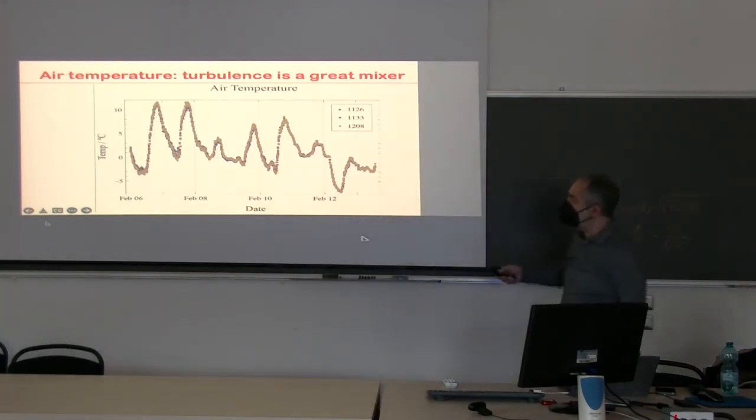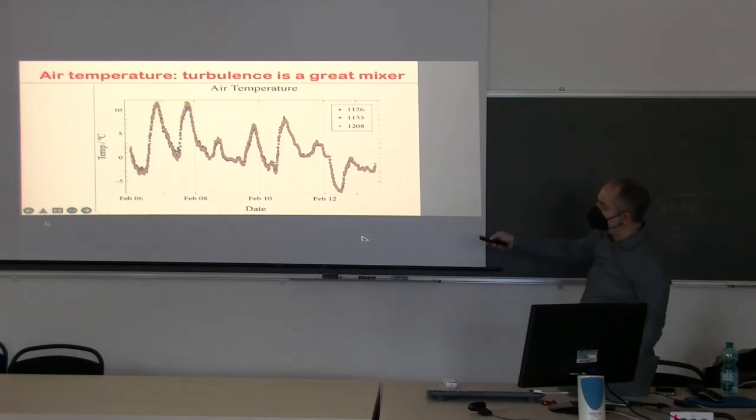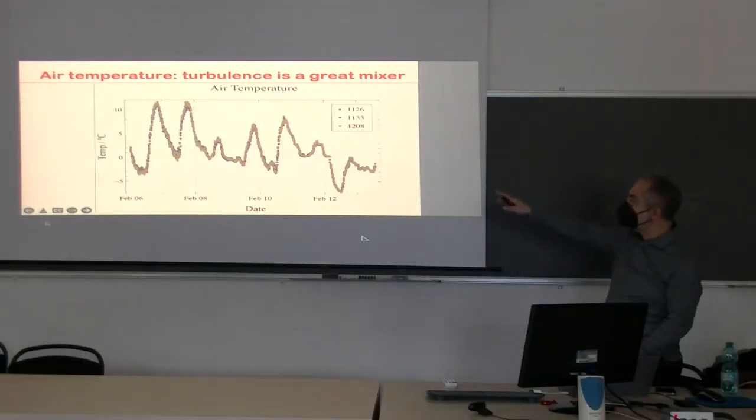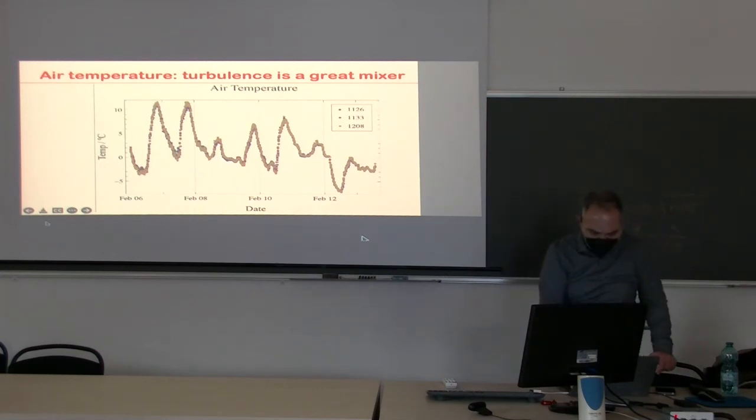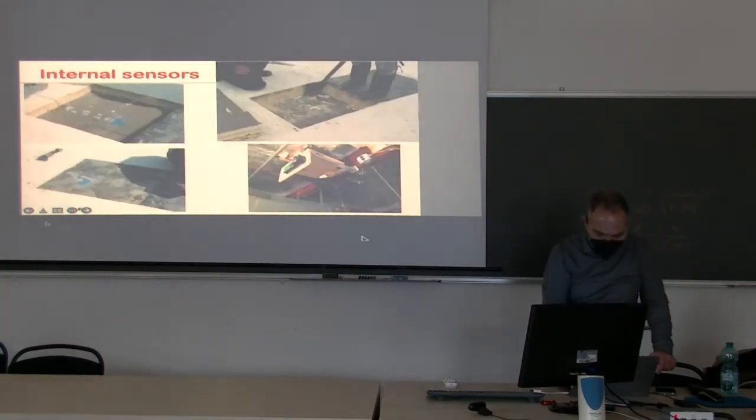So this was the surface temperature. The air temperatures are really close to each other, and atmospheric turbulence is a great mixer, so you don't see much difference in the air temperature between those different quantities. Okay?